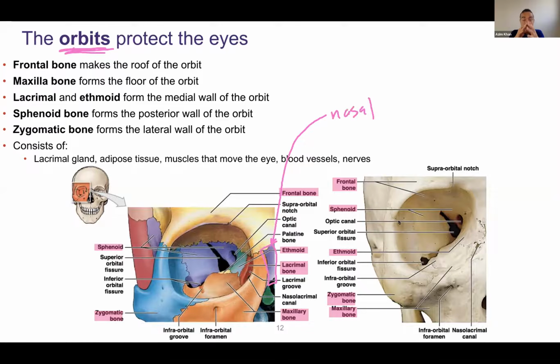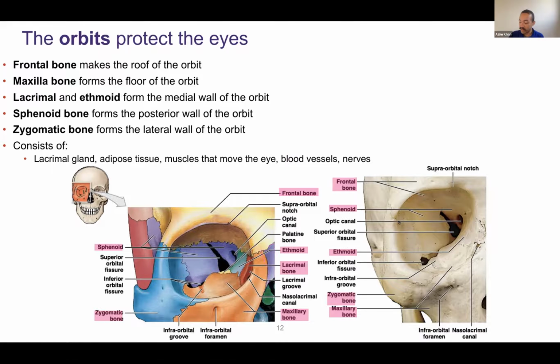The nasal bone forms a bridge, the superior portion of your nasal cavity. It's not directly protecting your eyes. It's not directly bordering your eyes. I know that if you go like this, it's kind of protecting, but not exactly. It's not directly surrounding your eyes. So we don't count the nasal bone as part of the bony orbit. So that's why it's not listed here.